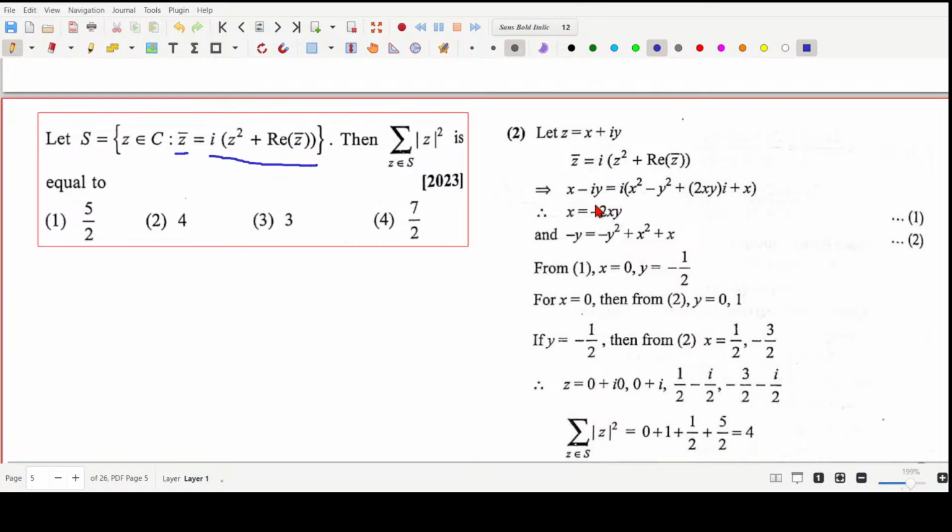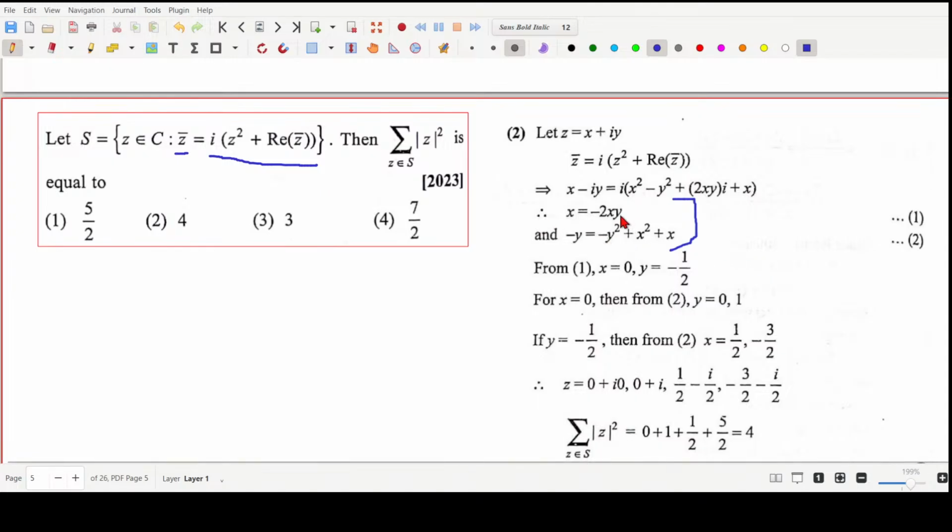Similarly, imaginary part, left side is minus y. Here, imaginary part is x square minus y square plus x, right? These two equations we will simultaneously solve and figure out what exactly is x, what exactly is y.